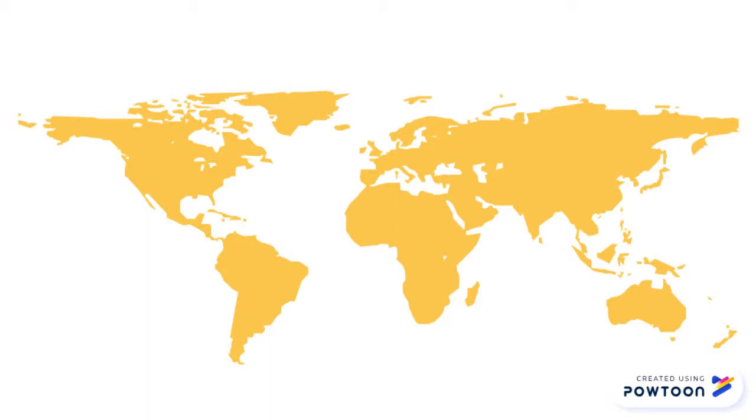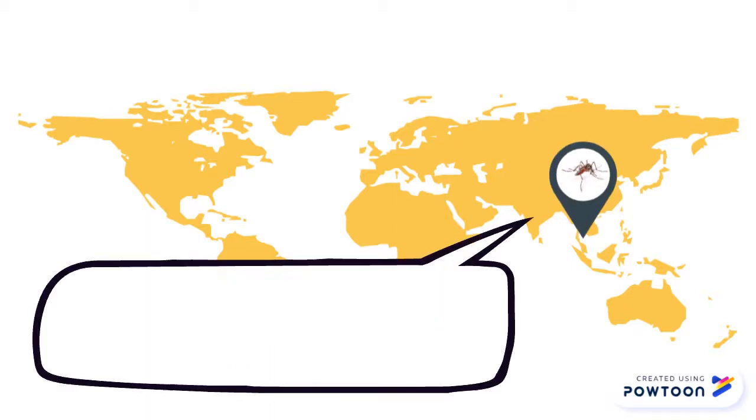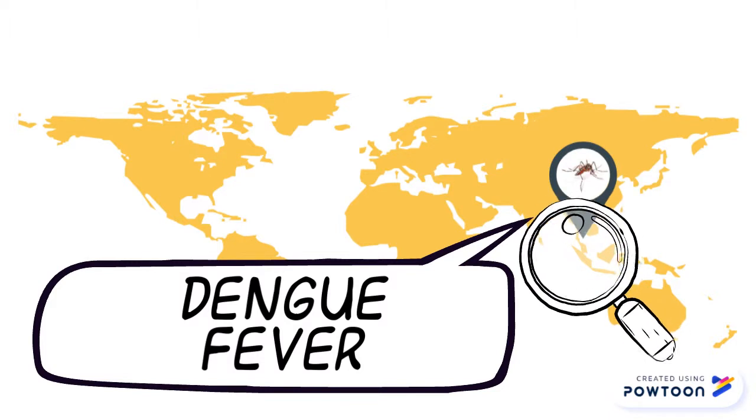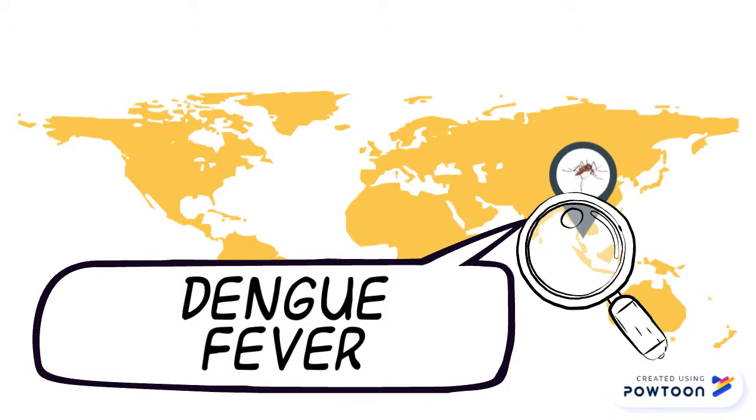Hello everyone. So this video is about dengue infection. Dengue is a viral infection transmitted by the bite of an infected female Aedes mosquito.